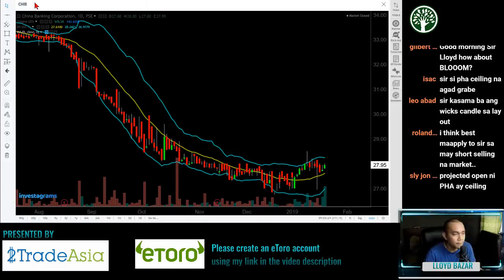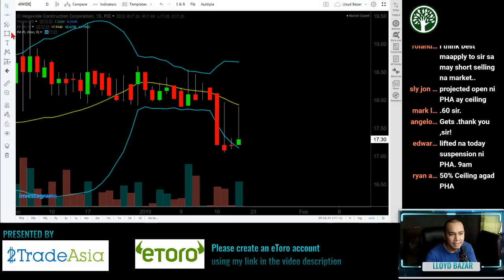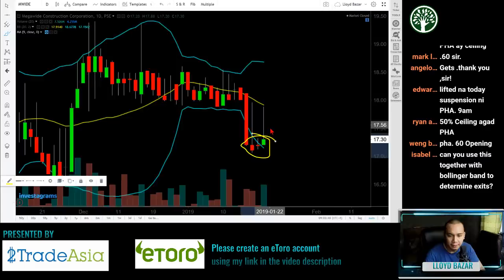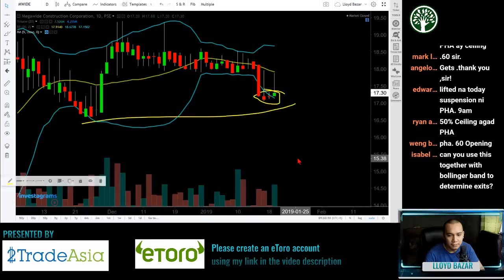CHIB and MWide. MWide naman, nag-engulfing pattern. Right? This is an engulfing pattern. This is one of my lessons sa Bollinger Bands. I really love this pattern. So we have a good recovery right here for MWide. Overall, MWide is still very cheap. Makamura pa niya ni MWide considering the price that it traveled. Good price action.